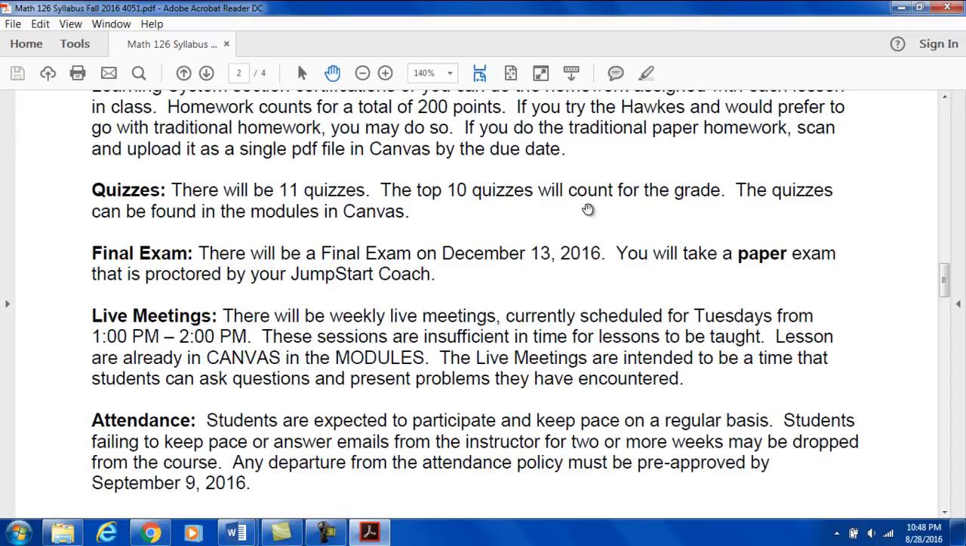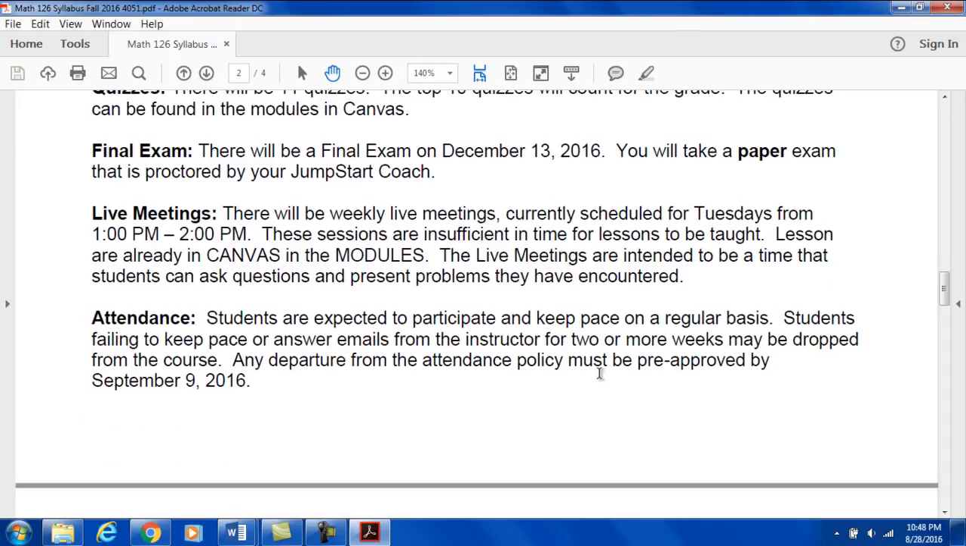Attendance. Students are expected to participate and keep pace on a regular basis. Students failing to keep pace or answer emails from the instructor for 2 or more weeks may be dropped from the course. Any departure from the attendance policy must be pre-approved by September 9th, 2016.